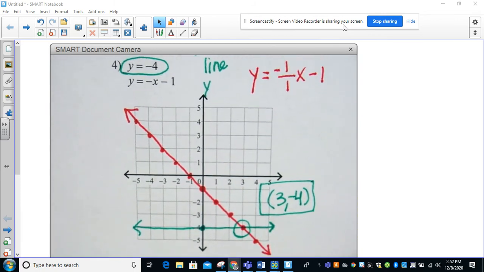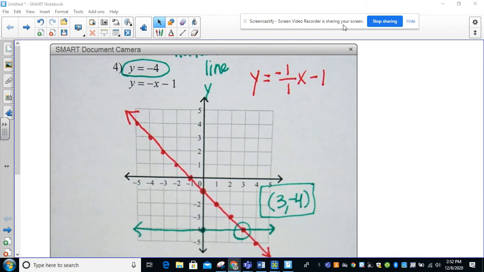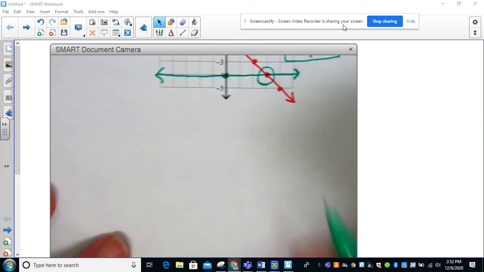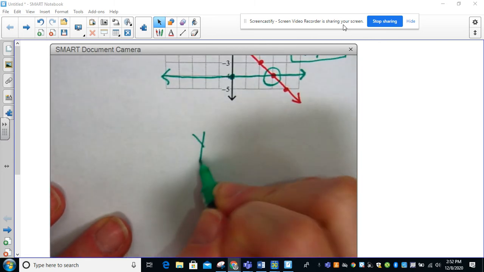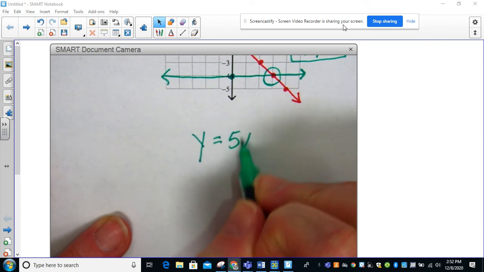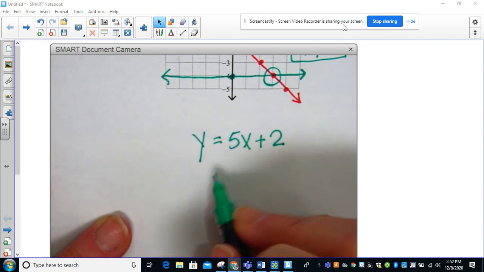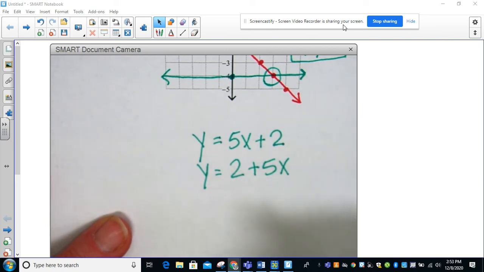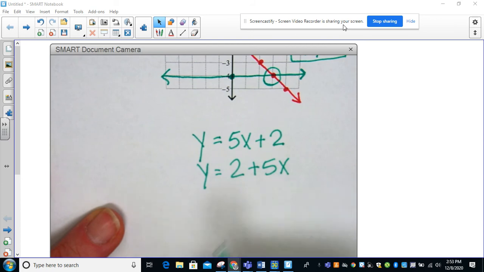Solutions to systems of equations, solving them graphically. Now, one other that you may come across is one that looks like this. You have y equals 5x plus 2, and then maybe another one that says 2 plus 5x. Well, essentially, that is the same line. They just reverse the order of your slope and y-intercept.